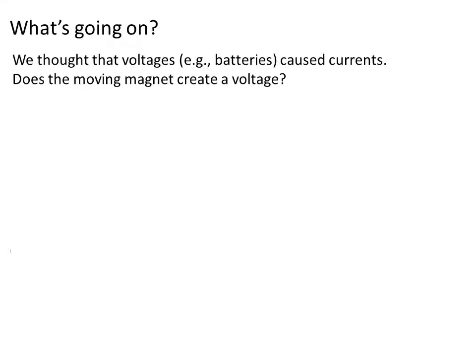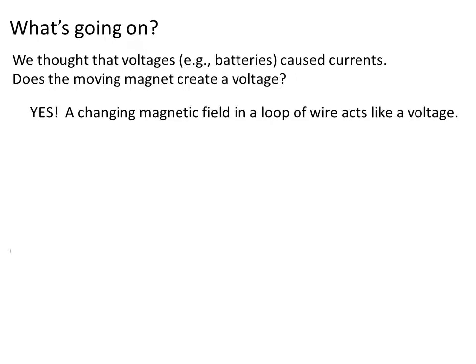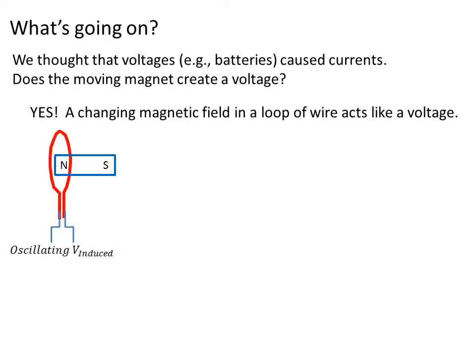So what's going on? We thought that voltages or batteries cause currents. Does the moving magnet create a voltage? And the answer is yes. A changing magnetic field on a loop of wire acts like a voltage. You can imagine, here you have a loop, and we have a magnet that's going in and out. That'll induce an oscillating voltage.